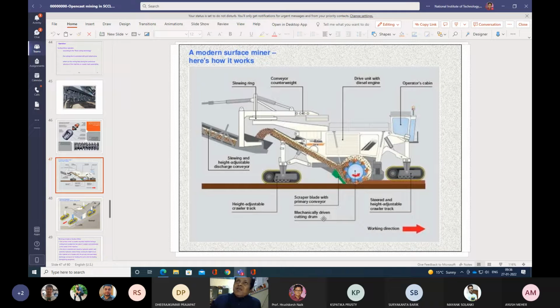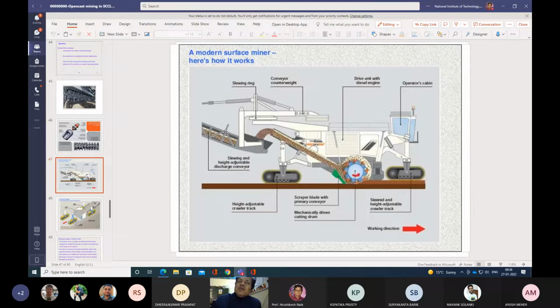Okay, and I have shown you that this is the operator's cabin. The operator sits here, and this is the drive unit with the diesel engine. This is the conveyor counterweight. To keep the conveyor suspended, there is a conveyor counterweight, and this is the slewing ring, so that it can be moved left or right. And this is the slewing and height adjustable discharge conveyor.